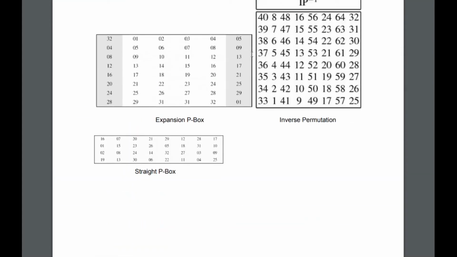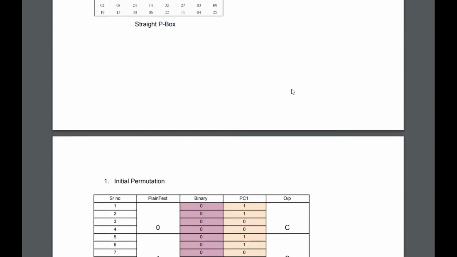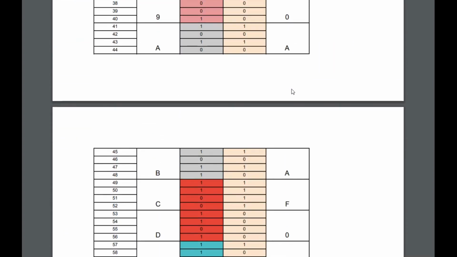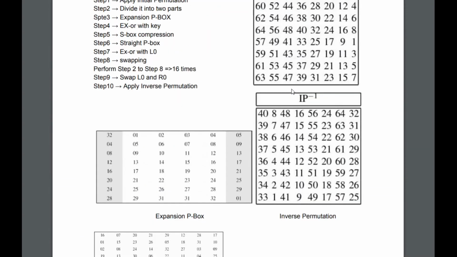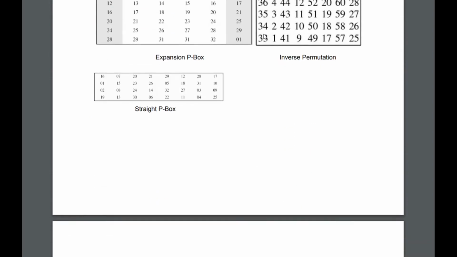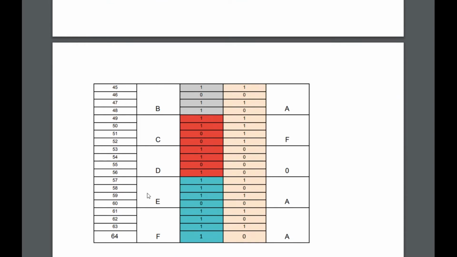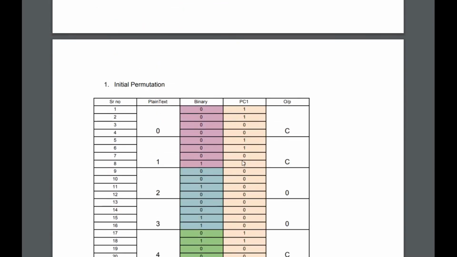As you can see here in the IP1 table, the first bit will be the 58th bit, the second bit will be the 50th bit, the third bit will be the 42nd bit, the fourth bit will be the 34th bit, and the fifth bit will be the 26th bit. Let's rearrange them and see what we get as a result. The first bit will be replaced by the 58th bit. Our 58th bit is 1, so the first bit will become 1.